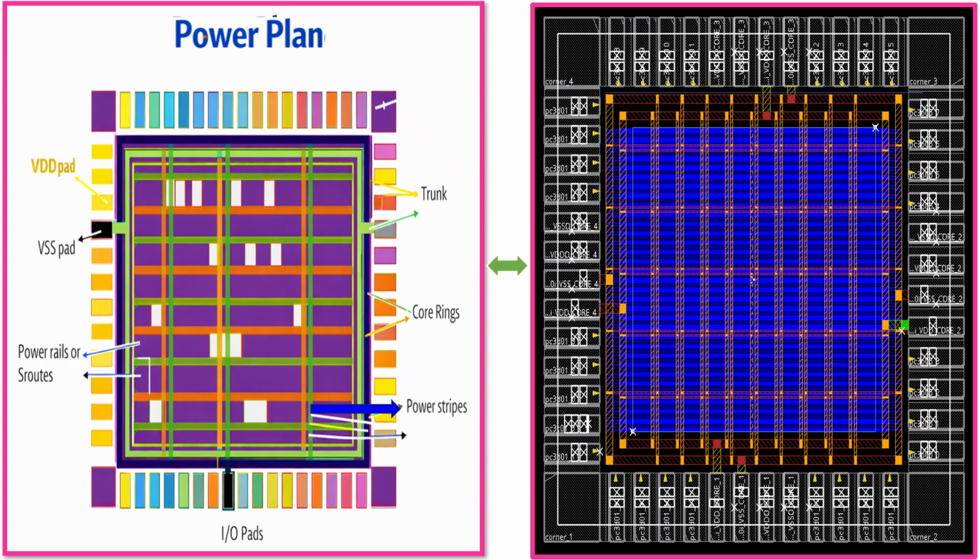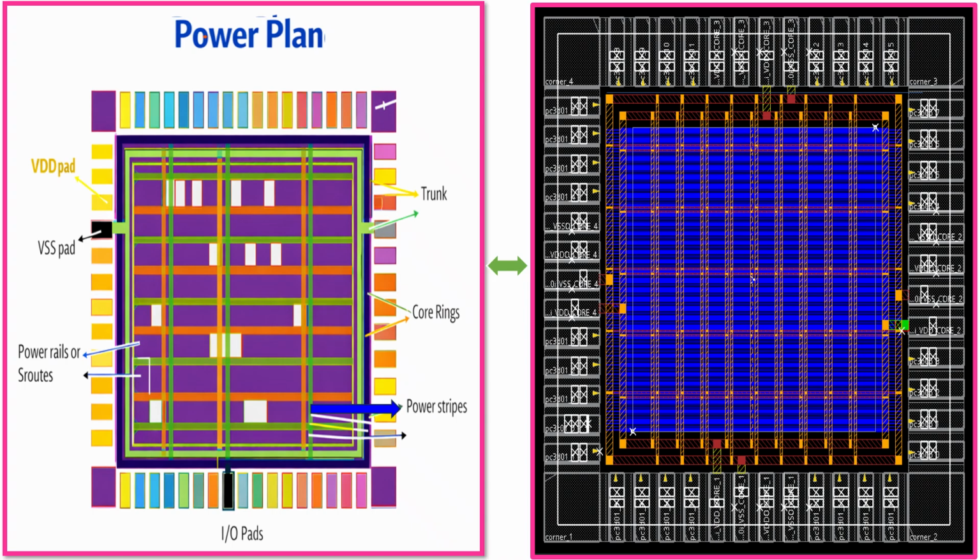Because in modern chips, we have billions of transistors, high switching activities, multiple voltage domains, and tight power budget. If power is not distributed properly, IR drop occurs, voltage fluctuations happen, timing failure increases, electromigration damages the metal, and the chip may fail in silicon. So power planning ensures stable voltage, reliable operation, and long chip lifetime. Now let's see the diagram.